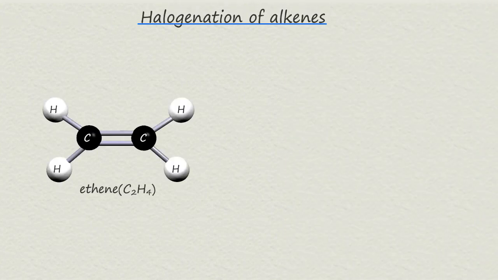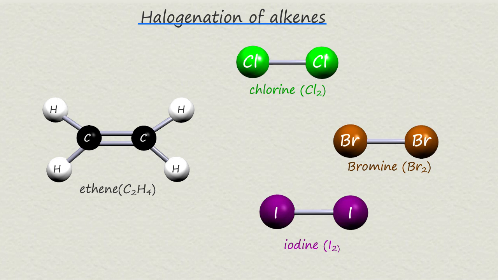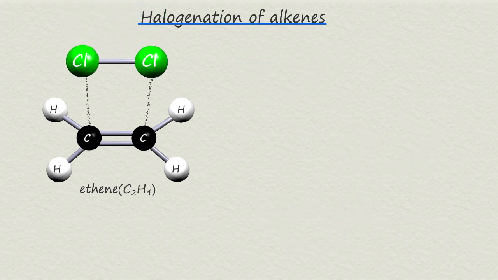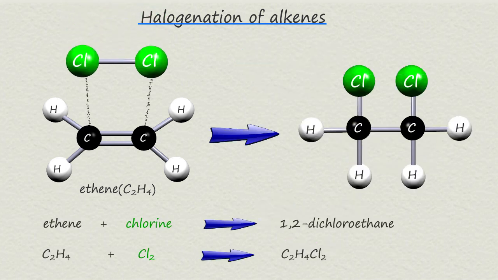Halogen molecules, such as chlorine, bromine and iodine, can also undergo similar addition reactions and simply add across the carbon-carbon double bond in an unsaturated alkene molecule. For example, a chlorine molecule can add across the carbon-carbon double bond in an ethene molecule and form a saturated molecule where each of the carbon atoms in the original carbon-carbon double bond have a chlorine atom added to them.